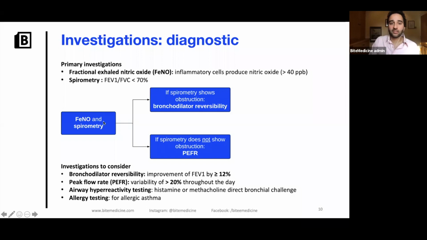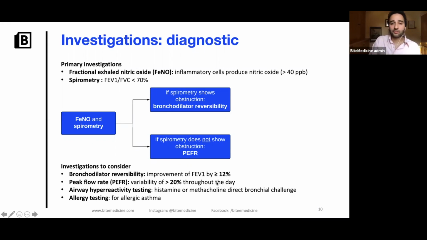But if you remember this, so FeNO and spirometry demonstrate asthma, bronchodilator reversibility suggests asthma, you can diagnose asthma. If FeNO is positive and spirometry shows obstruction, you then do peak expiratory flow rate testing. And if there's variability, then you can diagnose asthma. So that is actually the very basic kind of initial steps in asthma diagnosis. And if you remember those, you're doing really, really well.